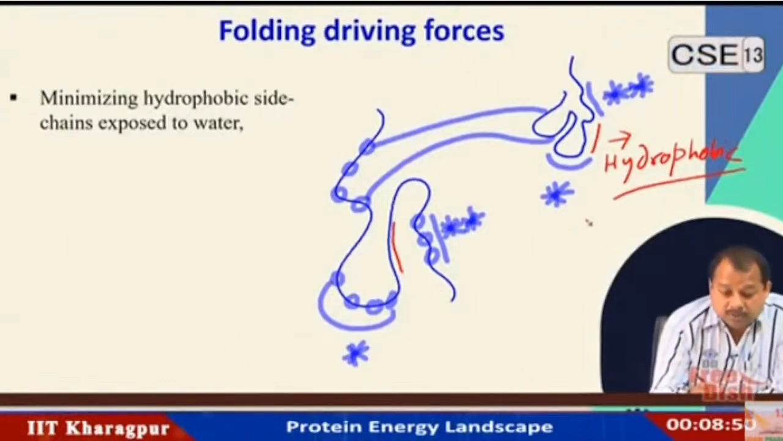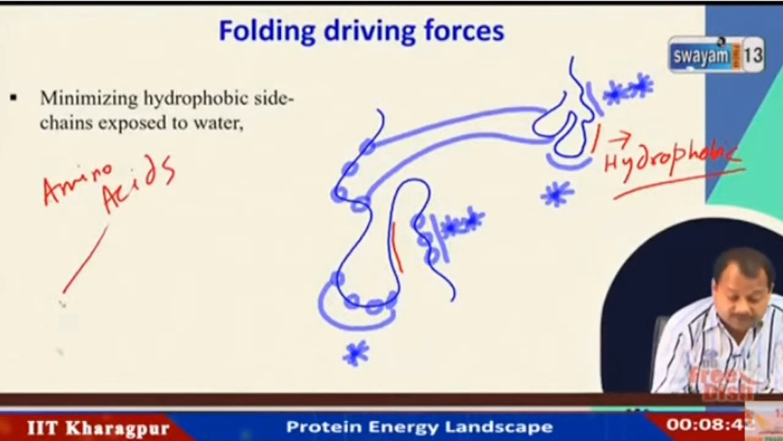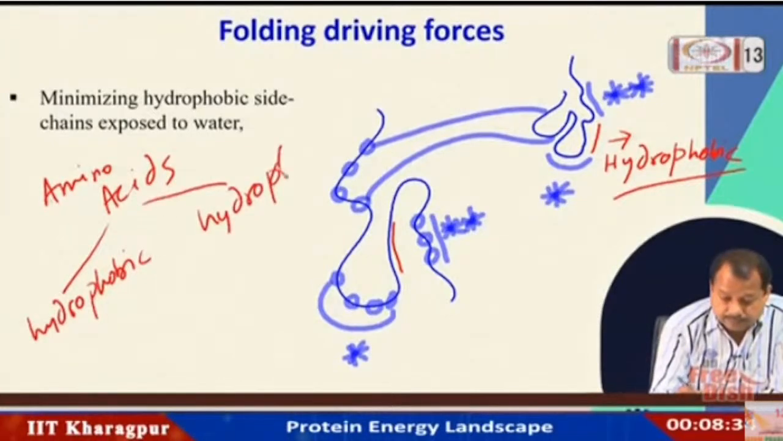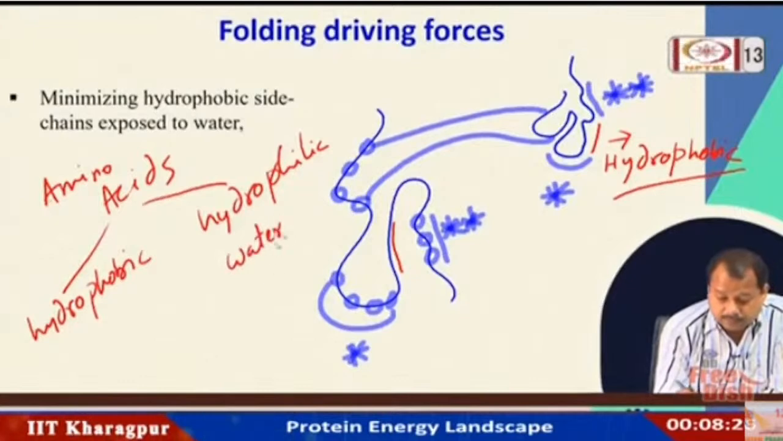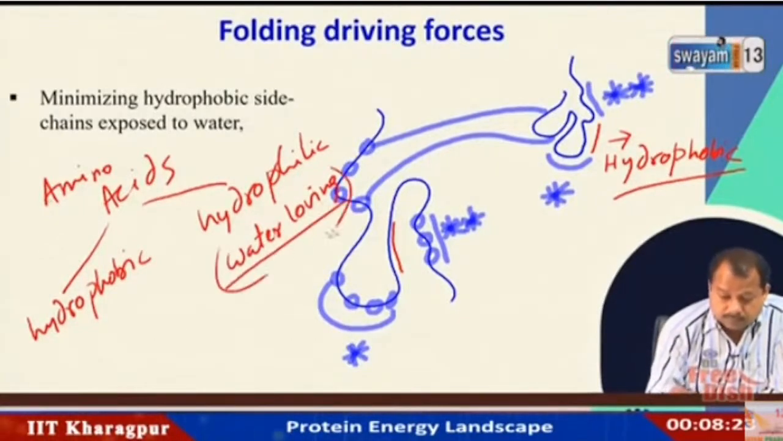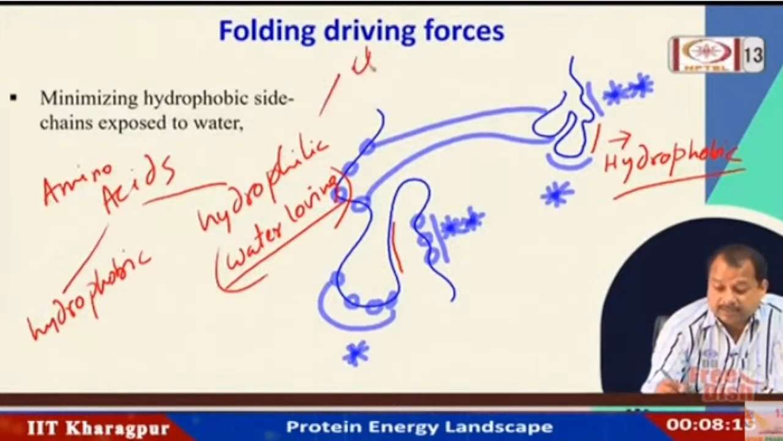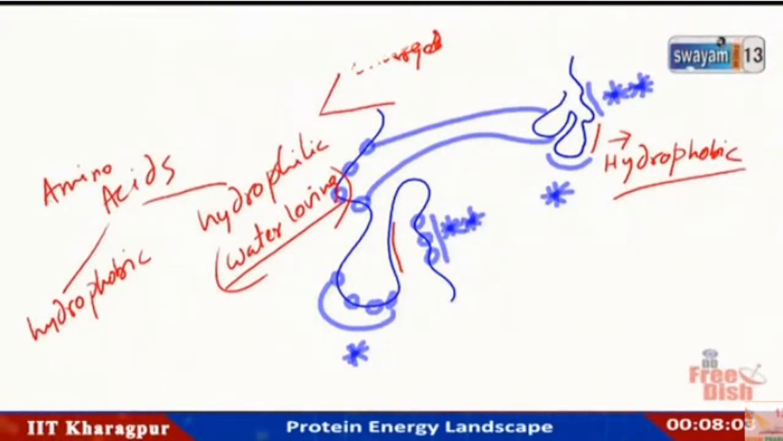So, these amino acids I am classifying into two groups as of now, hydrophobic and hydrophilic. Hydrophilic is water loving, and hydrophobic is just the opposite. Inside this hydrophilic there are variations like charged and polar.